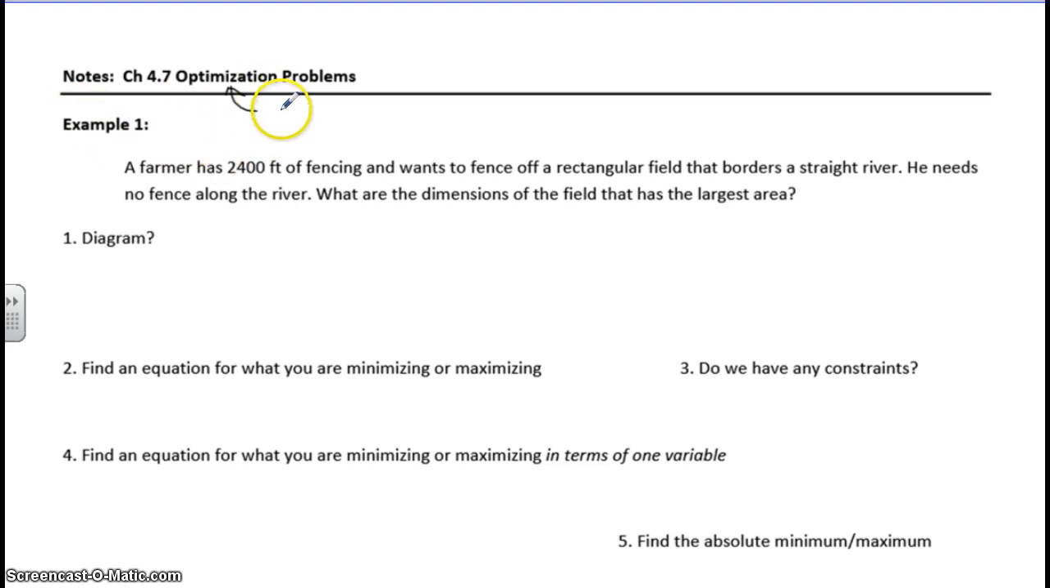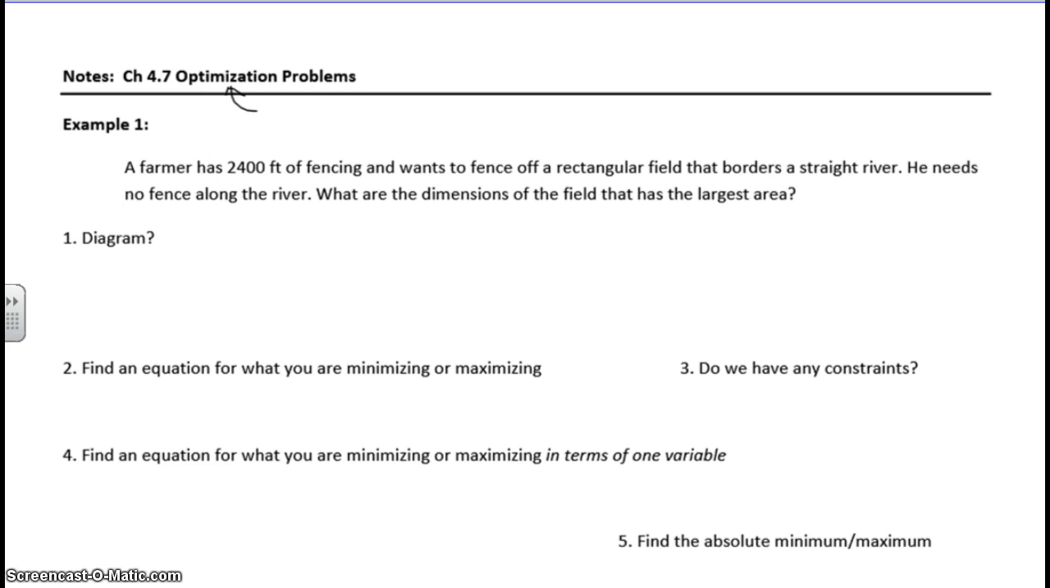So mathematically speaking, we're typically minimizing or maximizing a situation. So whether you're maximizing the amount of area that you can have or minimizing the cost of building something, right? We are optimizing a certain situation. So let's take a look at example 1. It's the easiest way to look at it.